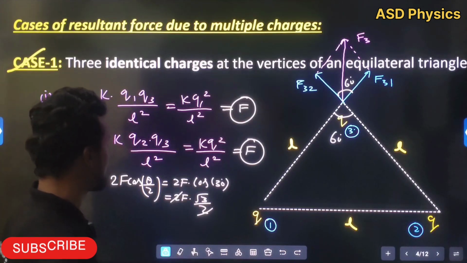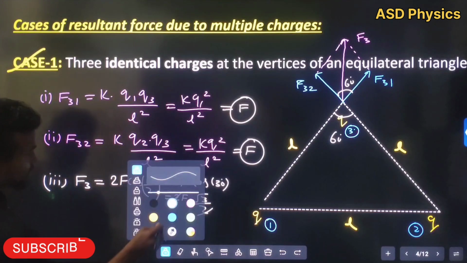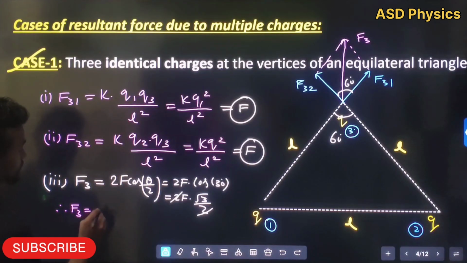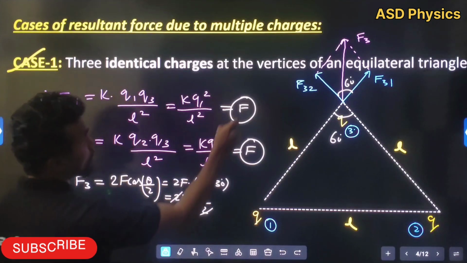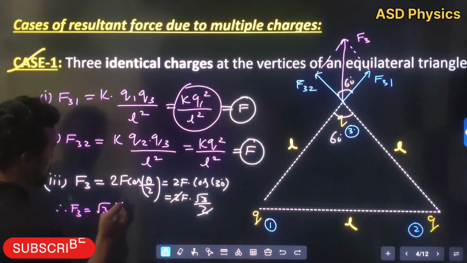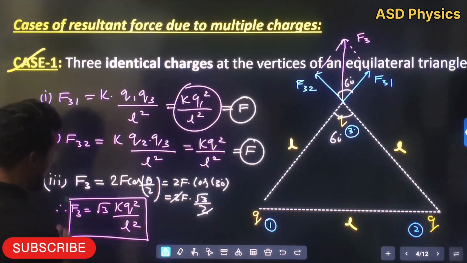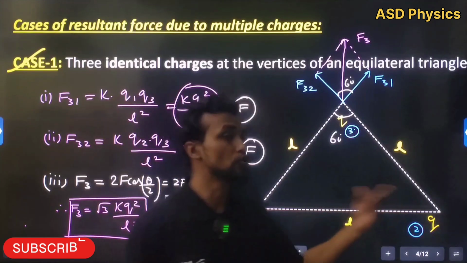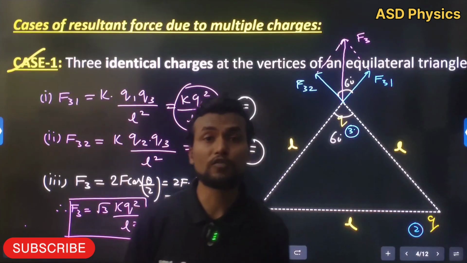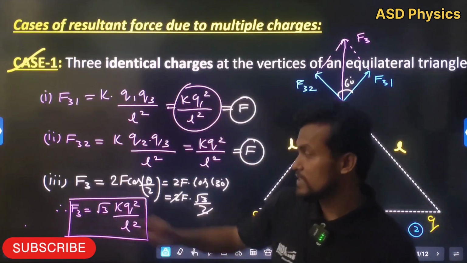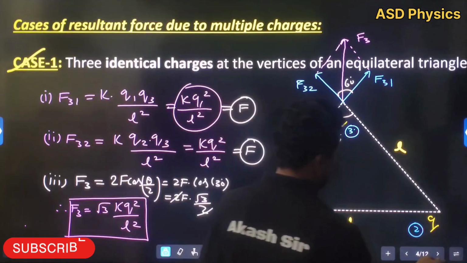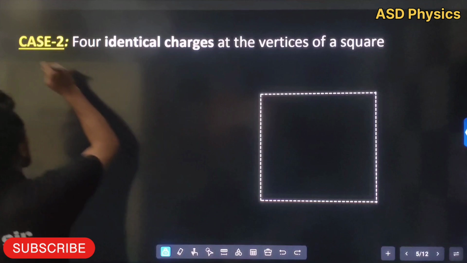So we can write 2F into root 3 by 2. 2 and 2 cancel. That means this resultant force is going to be root 3 times F, which is K Q square by L square. This is the resultant force at vertex 3. Similarly, at vertices 1 and 2 also, the magnitude of the force will be the same, only the directions will be different. After that, we are going to see case 2.